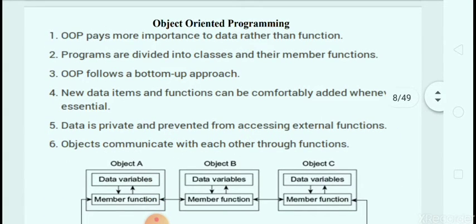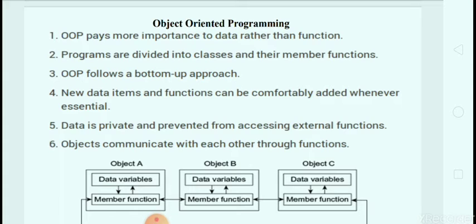Then object oriented programming. By using object oriented programming, everything is related to objects and classes. So OOP pays more importance to data rather than functions. In object oriented programming, we have to consider the data rather than the functions. Programs are divided into classes and their member functions. When we consider OOP, then we have to consider the classes and their member functions.